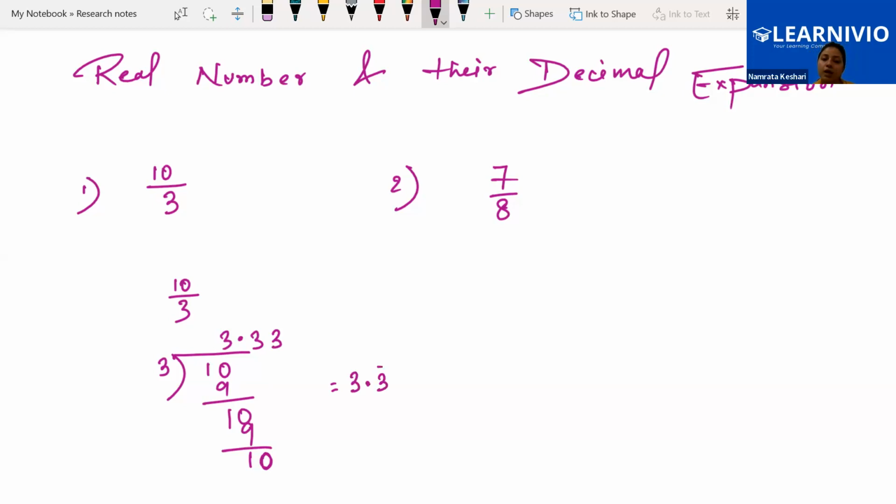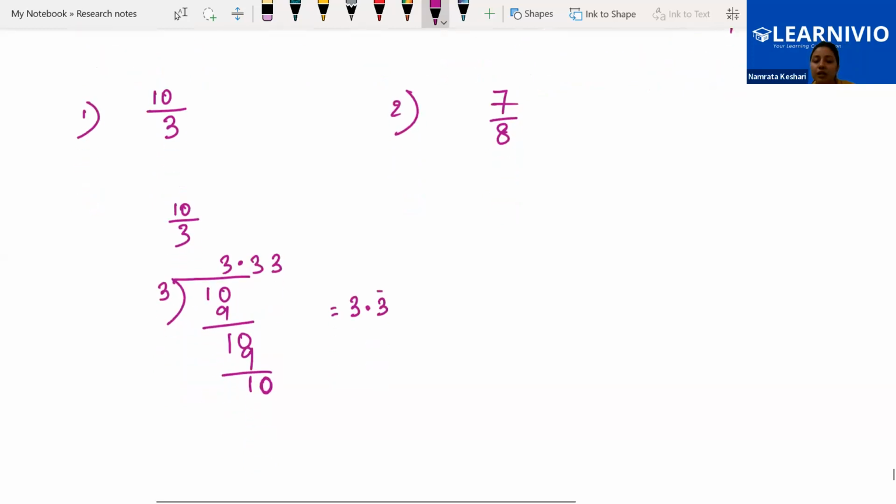3.3 bar. Yes, it will be 3.3 bar, because it will keep on coming again and again. We'll be getting the remainder 1, 1, 1, 1, 1. So this 3 3 3 3 3 will keep on repeating itself. Now can you tell me which category it falls in? Is it terminating or non-terminating? Non-terminating. Is it recurring or non-recurring? Recurring.